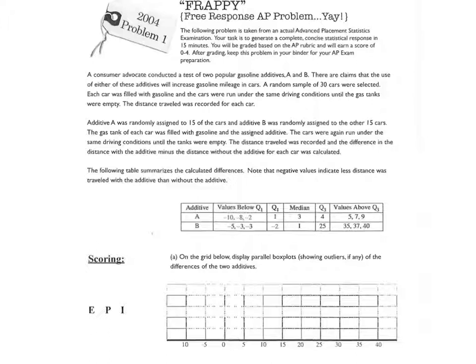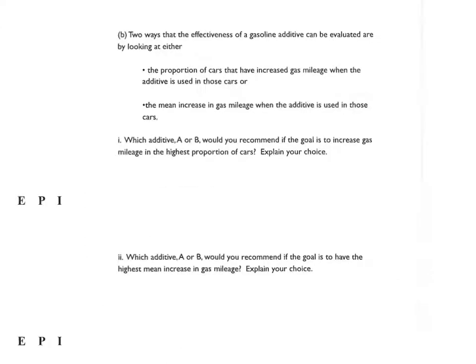I would have loved to have all of the raw data here, which we don't have, because you can tell that it says additive A was randomly assigned to 15 of the cars. This data here is not all 15 pieces of data. If it were, what I could do is put the data in my calculator and just have it make a modified box plot for me. Unfortunately, I don't have all 15 pieces of data. So you do have to do the outlier tests on this first, a very important concept because they tell you specifically to look for the outliers.